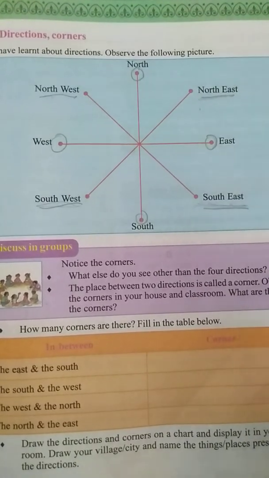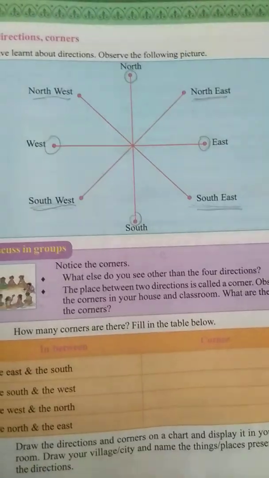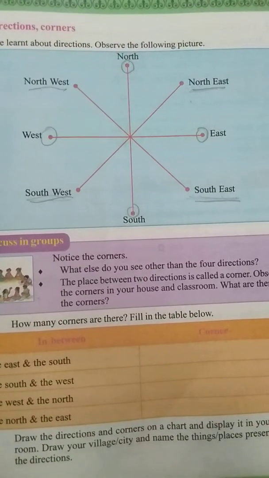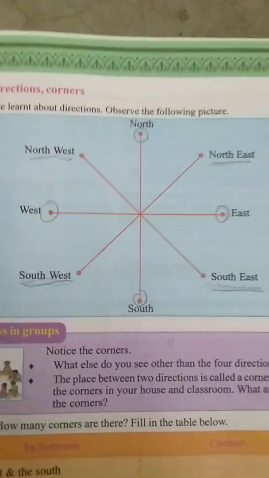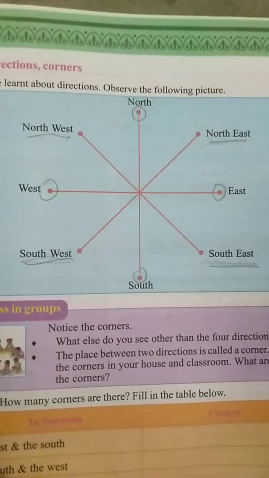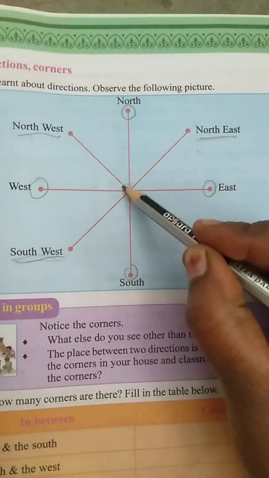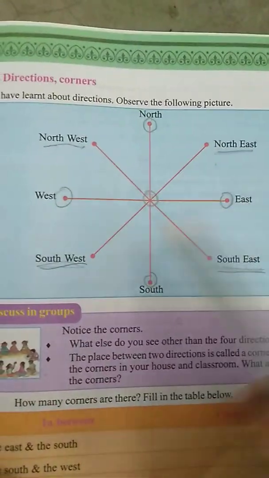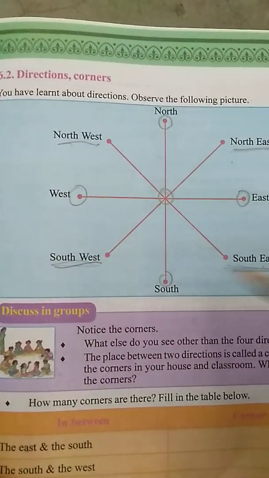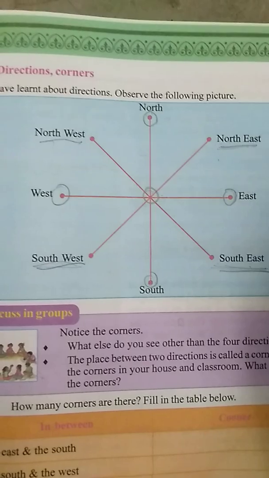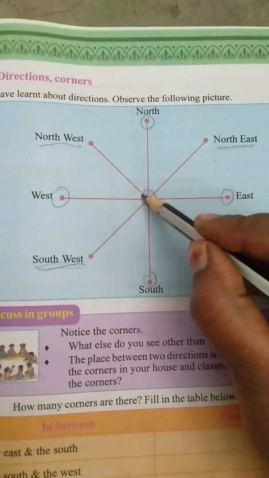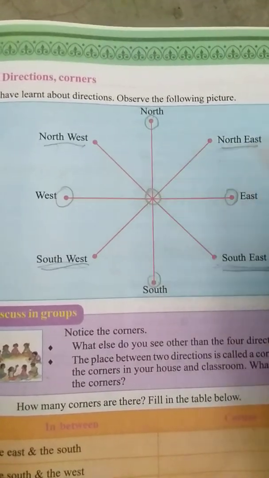First you have to identify the directions. Yesterday also I told you how to find out the directions. When you have to find the directions, what do you have to do? Suppose you are standing in the middle of this. Suppose this is your classroom or your room, your hall at your house. You are standing in the middle of the room.